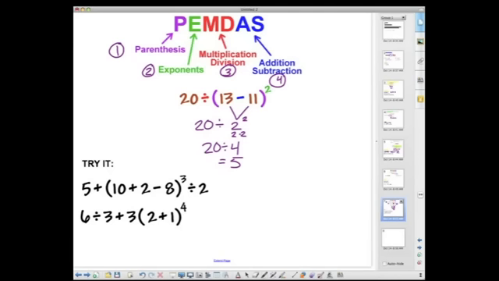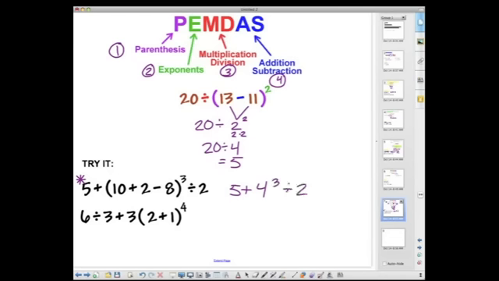Let's do one more. This piece right here. Inside our parentheses, we have 10 plus 2 minus 8. 10 plus 2 is 12. Minus 8 will bring us to 4. So we rewrite the equation as 5 plus 4 cubed divided by 2.